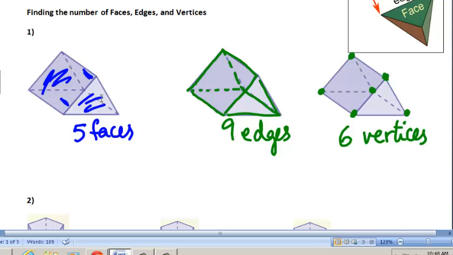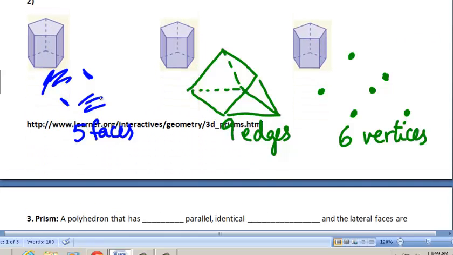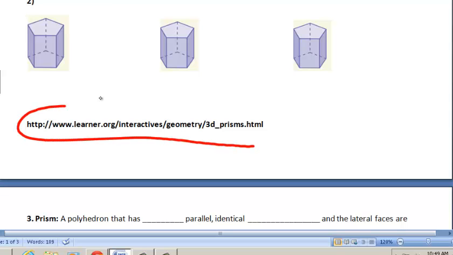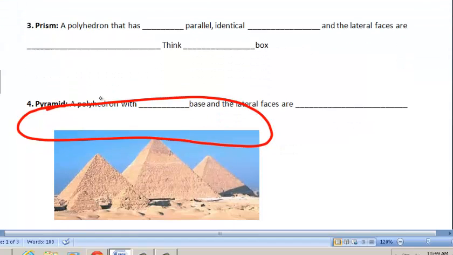All right, I want you to figure out the faces, edges, and vertices of the second example given here. This is also a prism, and I want you to figure out the faces, edges, and vertices of that. Okay, now I've given you a website. Go to this. This is an interactive, that means it's an animated website, where the prisms and pyramids are animated, so it's a nice way to just look at stuff. Go on to that website. All right, moving on to a little bit of notes here.